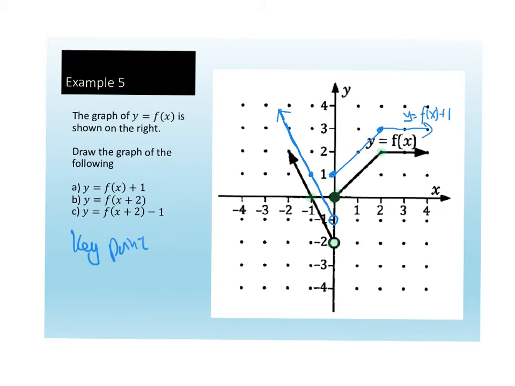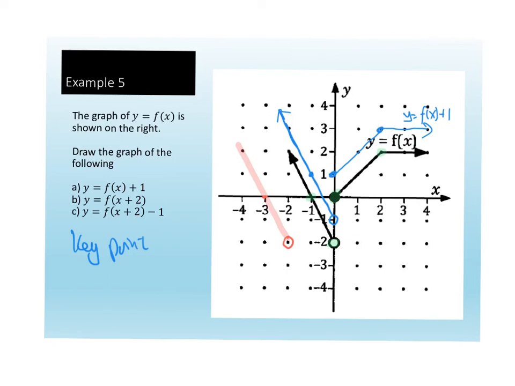Plus 2. I know I've got to move to the left by 2. So start off again with this point. Move across by 2. Start off with this point. I move across by 2. And then I can draw that. Oops. Actually, that point is a full... Yep. I would draw that.